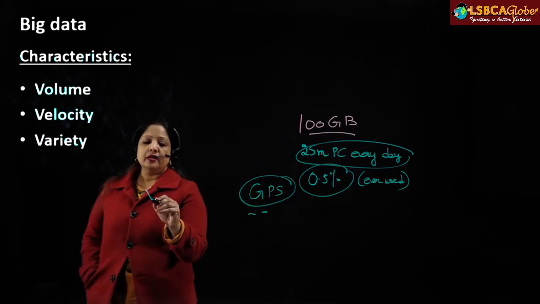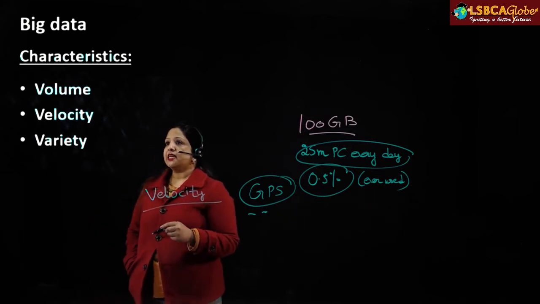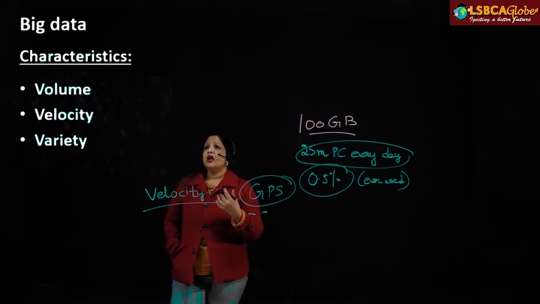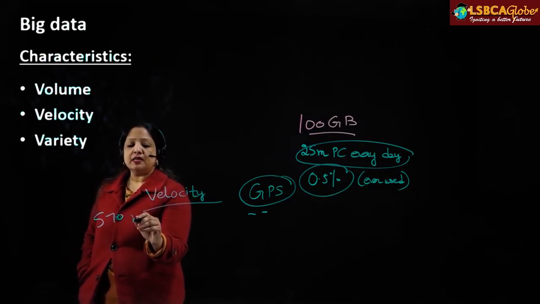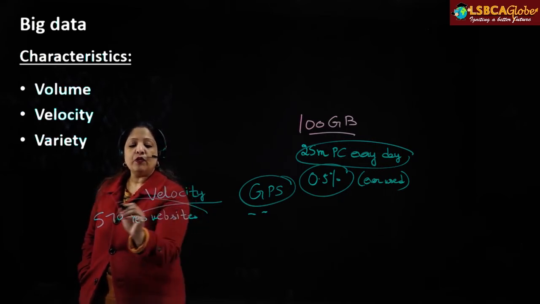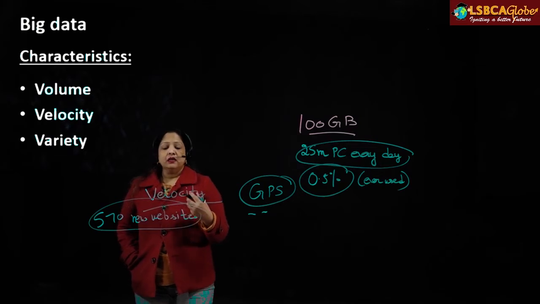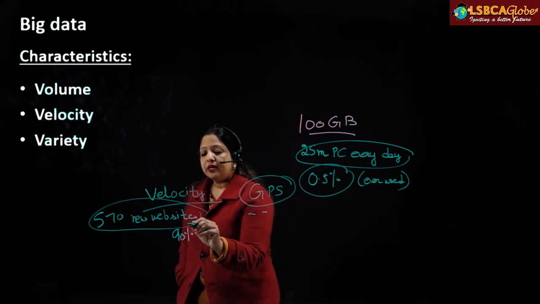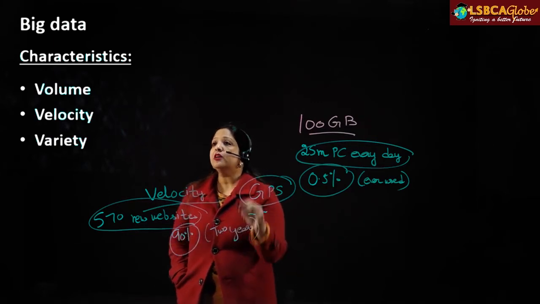The second V is velocity. Big data is coming into the world at a very high speed. Let me give you an example. A study told that 570 new websites are created every minute. That is the speed. Of whatever data we have now, 90% was created in the last 2 years.